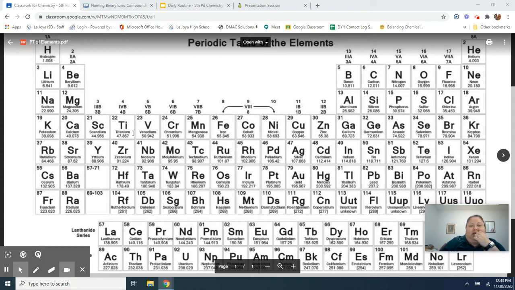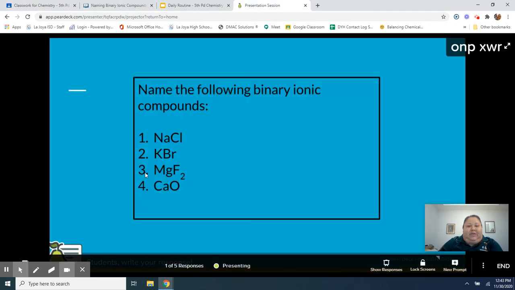Element 19, potassium. Okay, what about Br? Element 35. Change the ending to IDE. What would it be called? Bromine, okay? Take off the last 3 letters, Efrain, and add IDE, just like Oscar did, and you're going to get potassium bromide. Very good. Very, very good, boys.